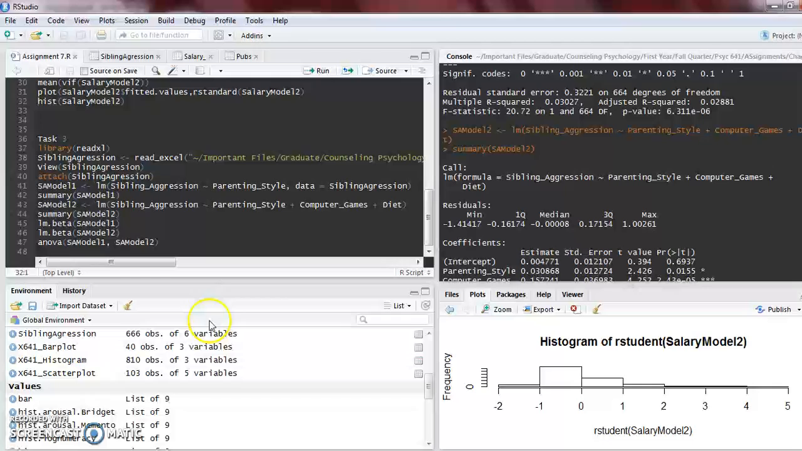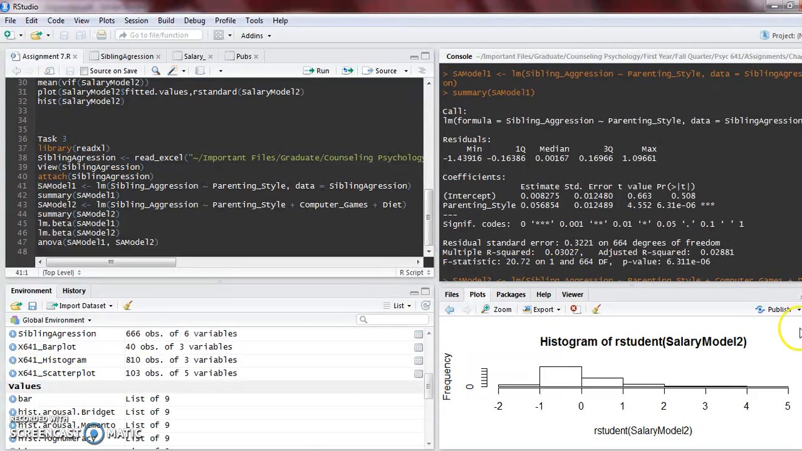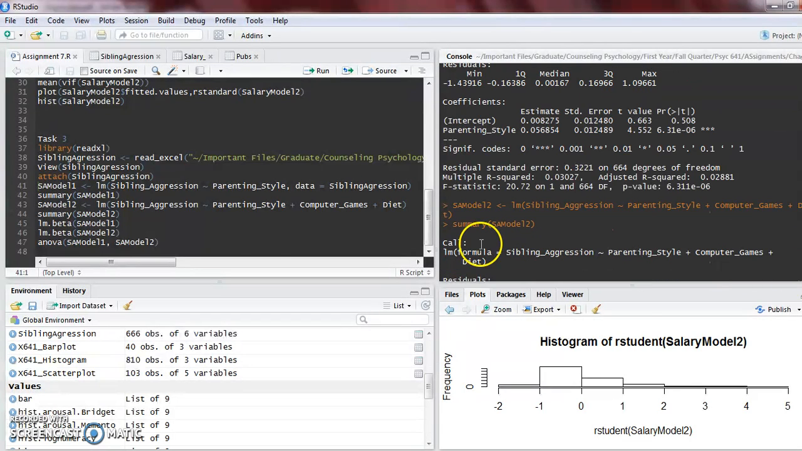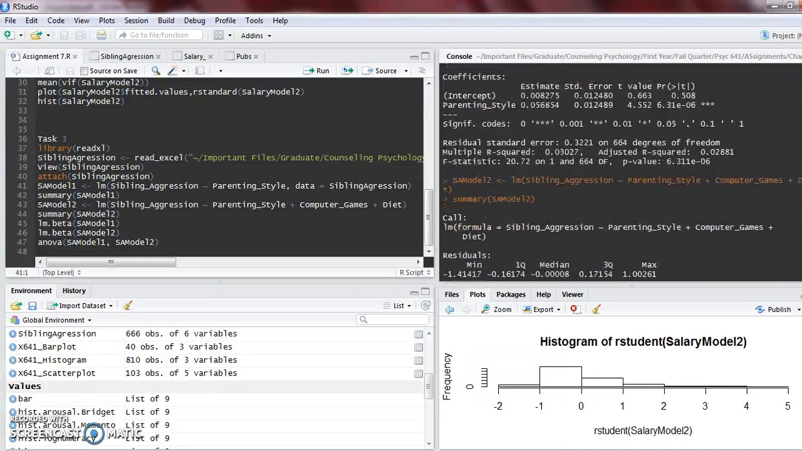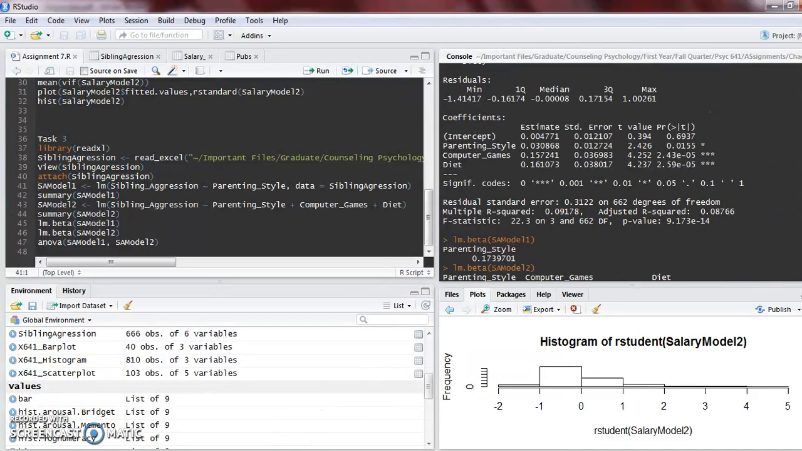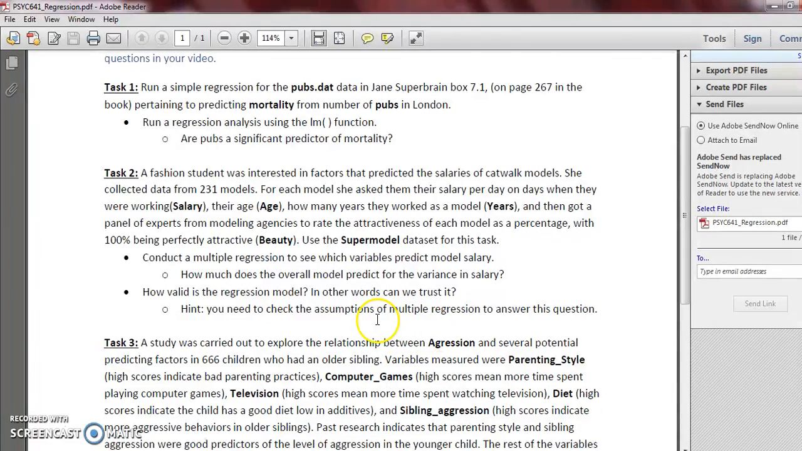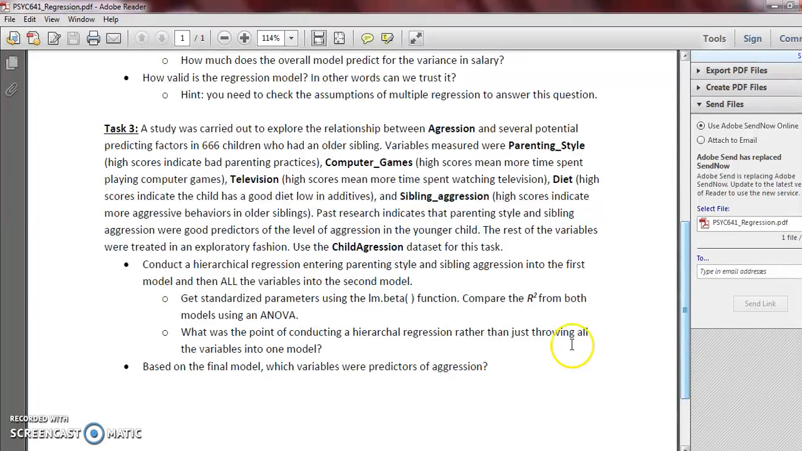Alright, the next thing we're asked is to run a hierarchical regression. The first thing that I did was make a model with sibling aggression and parenting styles. This is what this is. And then I also made another model including all the other variables as stated. Now it's asking us to get the standardized parameters, and then compare the R squares from both models using an ANOVA.